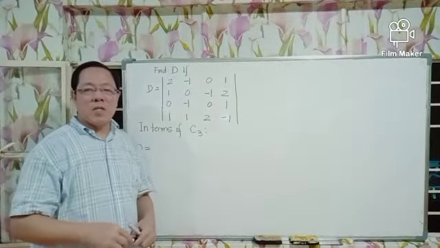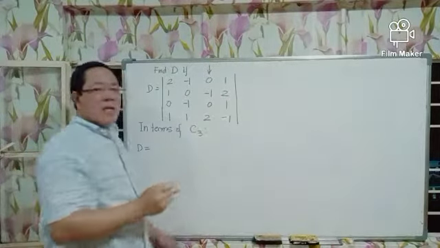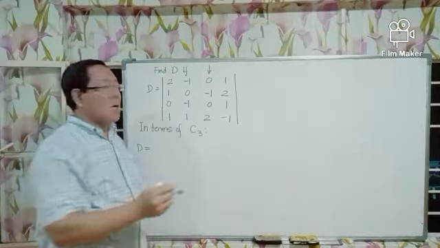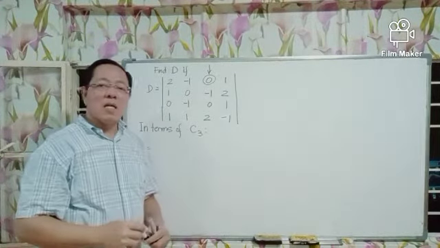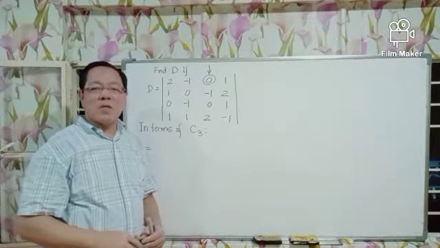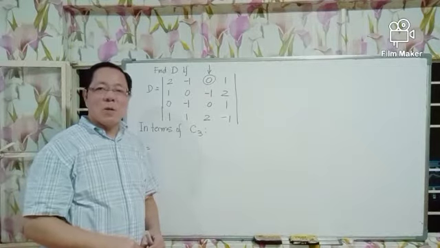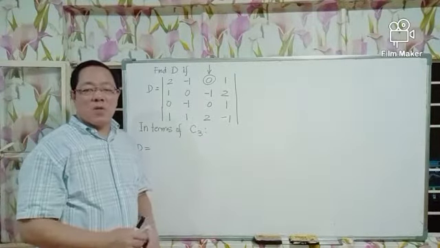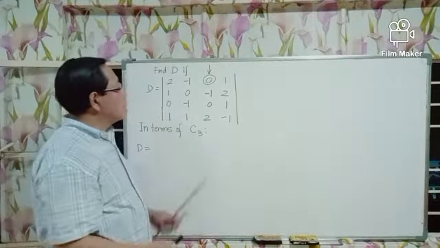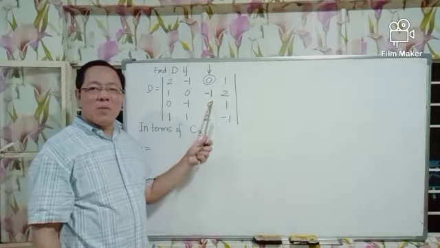In terms of the third column, we start with the first entry in the third column from the top, 0. And again, if we multiply 0 by its cofactor, the result is 0. Therefore, there is no need to write 0 multiplied by its cofactor. And we actually start with the first non-zero entry in the third column, which is negative 1.